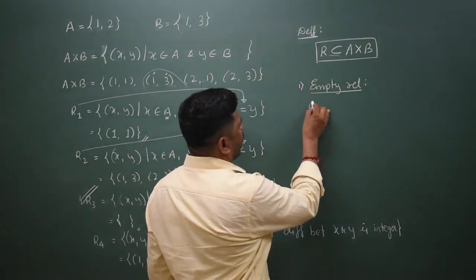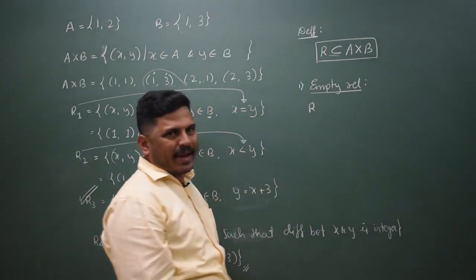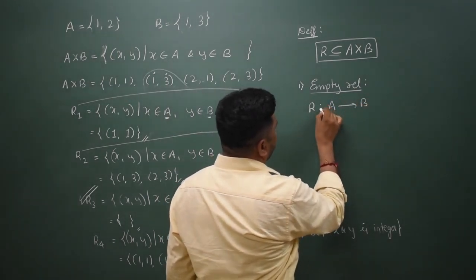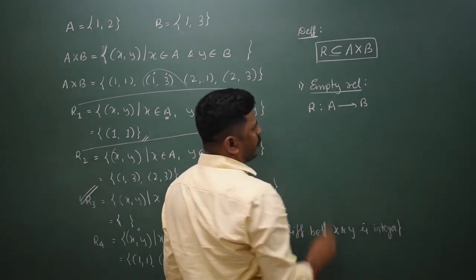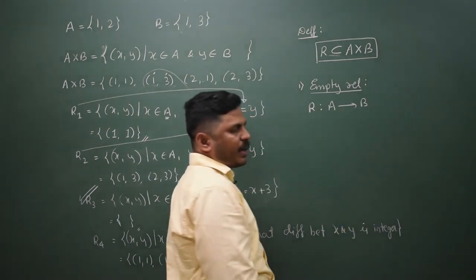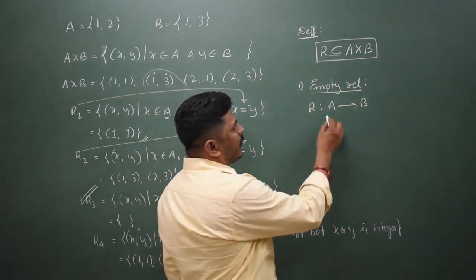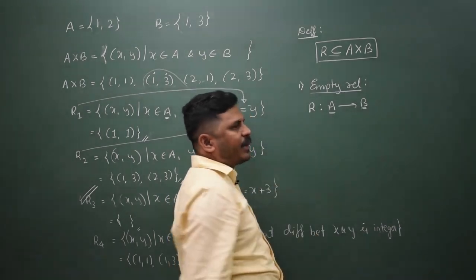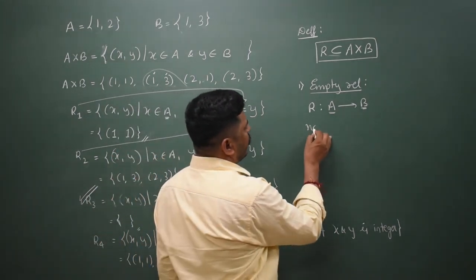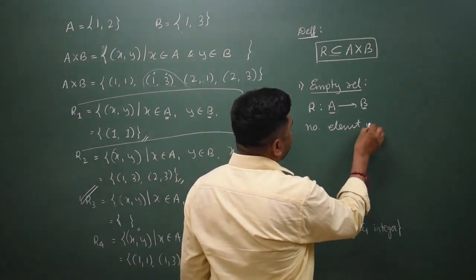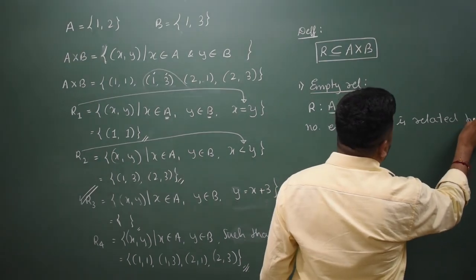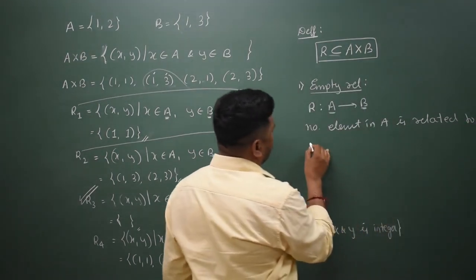The relation R on A or R from A to B. Read it like this: the relation R from A to B is said to be an empty relation if no element of A is related to any element in B.